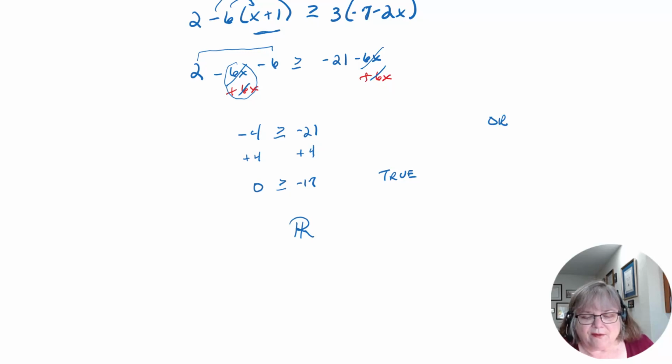Okay, and if you're doing it in interval notation, it looks like negative infinity to infinity, saying you can pick any number you want between negative infinity to positive infinity, and it's going to be good.